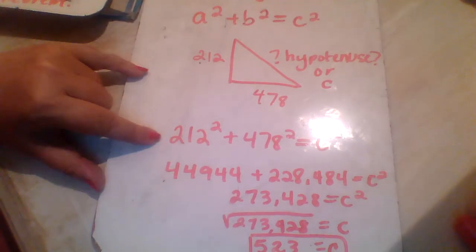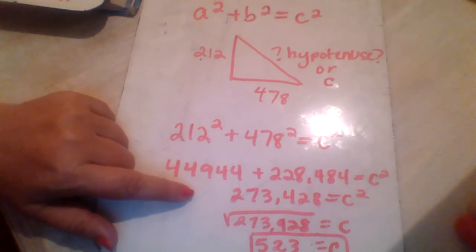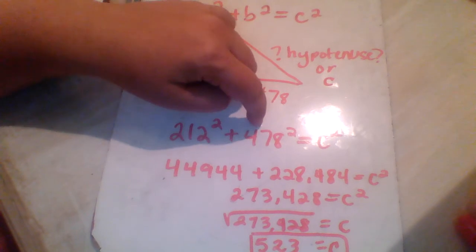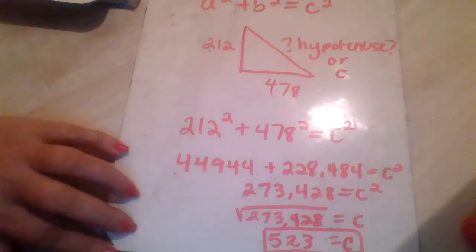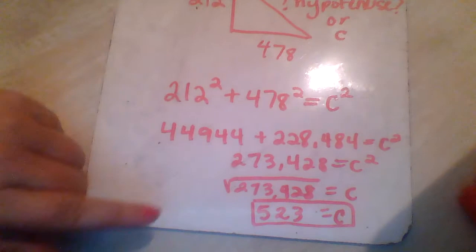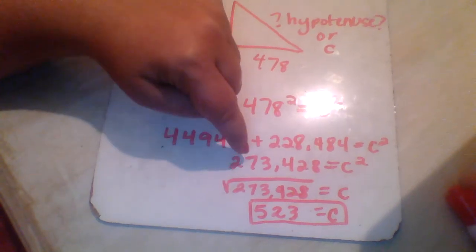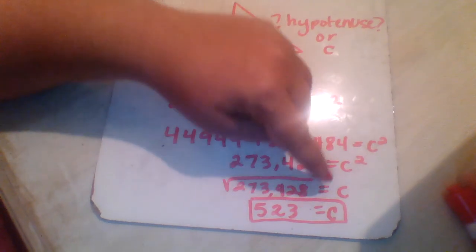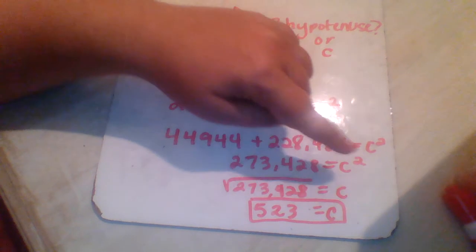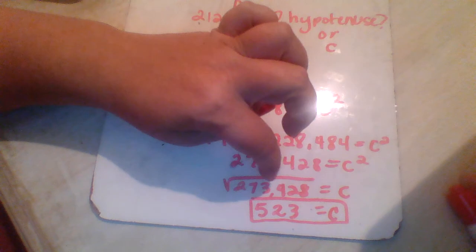So if we take 212 squared, we do some math, we'll find out that that's 44,944, plus 478 squared, which is 228,484, equals c squared. You see that? And we would then add these two sums together, and we would get 273,428 equals c squared. We'll then take the square root, because that is what c squared is, taking the square root of that to simplify.